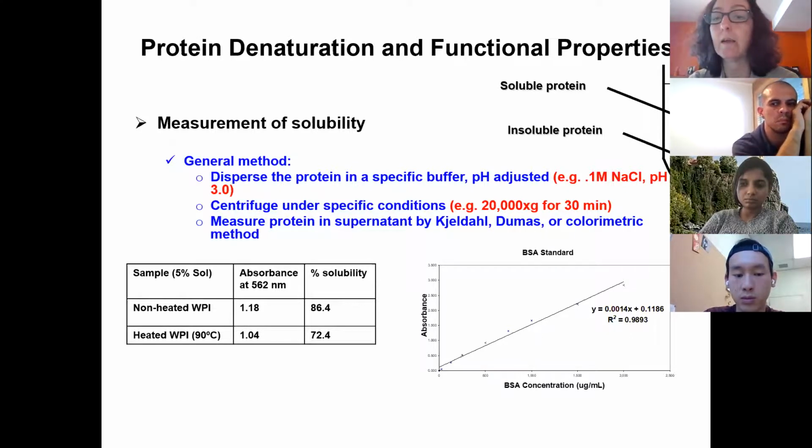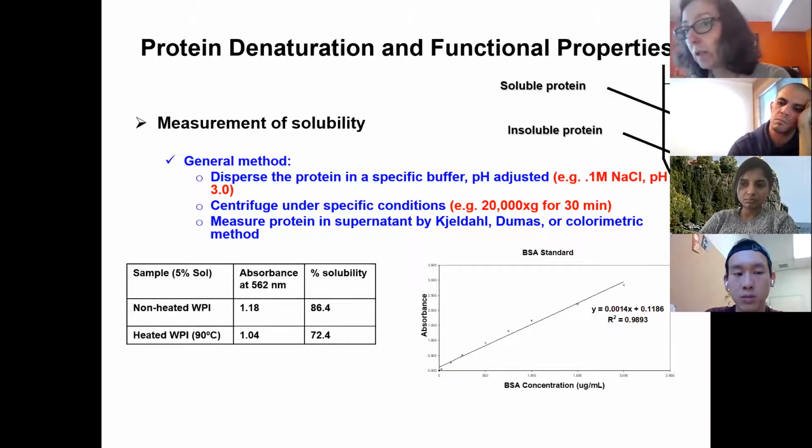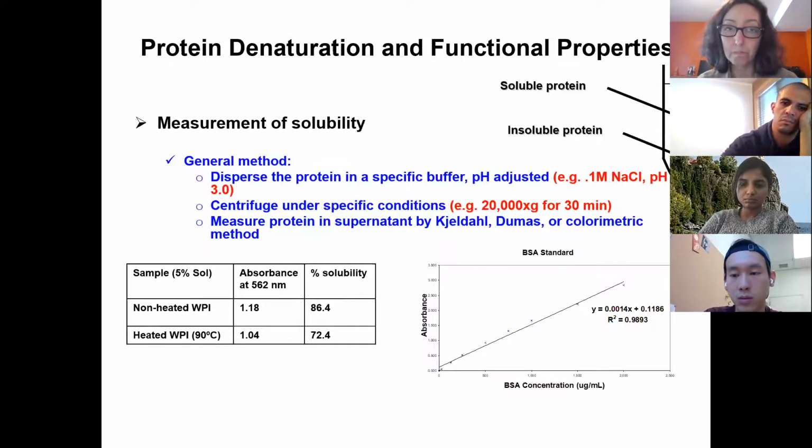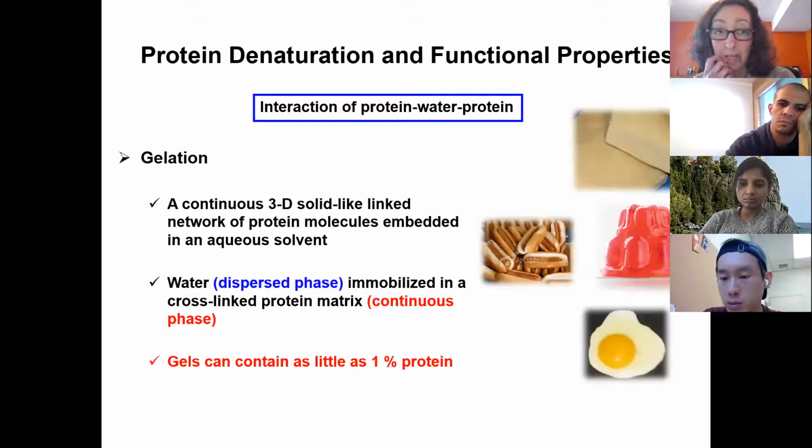And like I said, we can run it under different conditions. We can heat the protein as well to see the impact of heating or thermal treatment on solubility, the impact of salt on solubility, the impact of pH on solubility. So we can do that as well. Moving on, gelation, which is another.